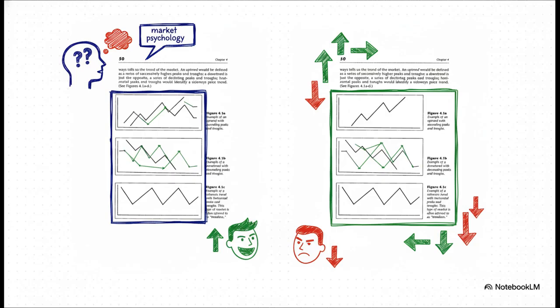Look here. An uptrend, that's just a series of higher peaks and higher valleys. It literally looks like you're climbing a staircase. And a downtrend is the exact opposite. A series of lower peaks and lower valleys, like you're walking down a staircase. It's that dead simple visual that makes trend analysis so powerful.